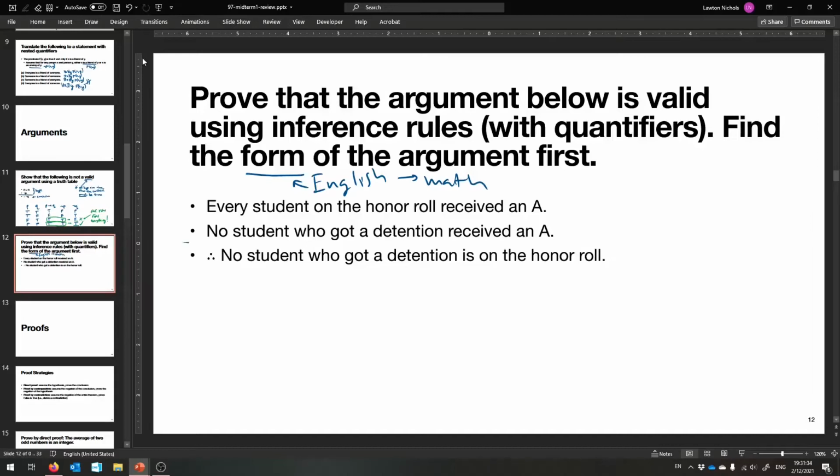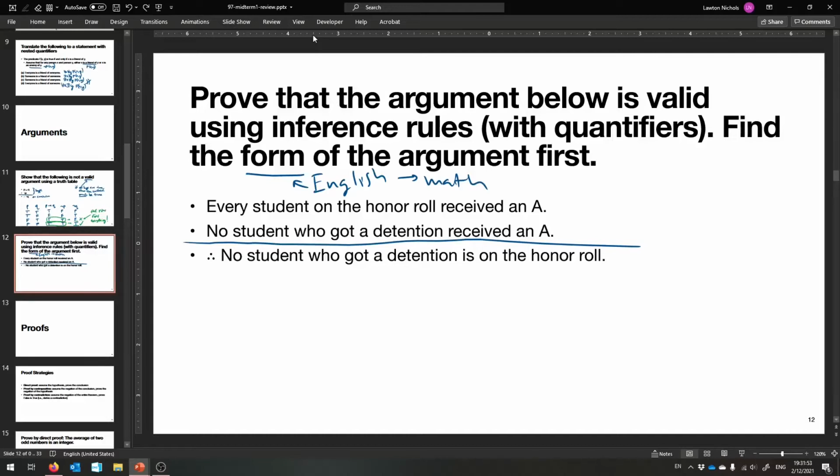So this is the argument. These first two things we're assuming to be true, and then we're trying to prove that if those two assumptions always hold in every universe where these are true, this must also be true. Okay? So let's figure this out.